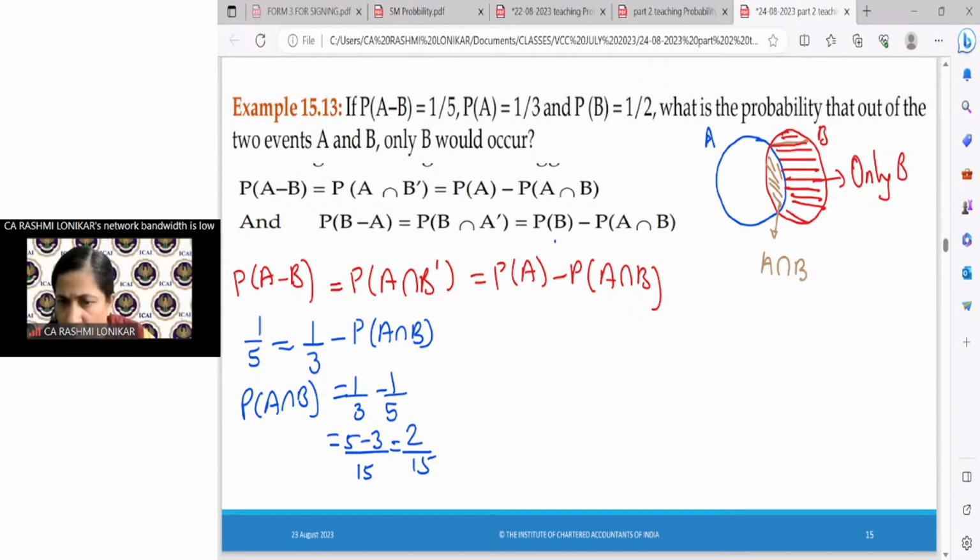Okay, so from here I have been able to find out P of A intersection B. Okay. Now what else do I need? I need only B, not B dash. Now we will find out P of B minus A. We have used P of A minus B, and now we will use P of B minus A also. We already have P of B, and now we can find out P of B minus A.